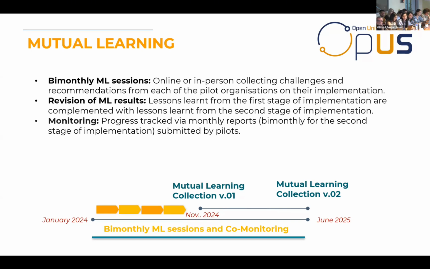We call it co-monitoring because we did it together with the pilots. So pilots were submitting reports during the first part of the implementation period, so the first 9 months, monthly, and during the second part of the implementation period, bi-monthly. And these reports were duly revised by a project partner, JISC in this case, led by our colleague Helen. And these were also instrumental for the mutual learning sessions because they also informed a little bit the guiding questions for the different sessions that we held.